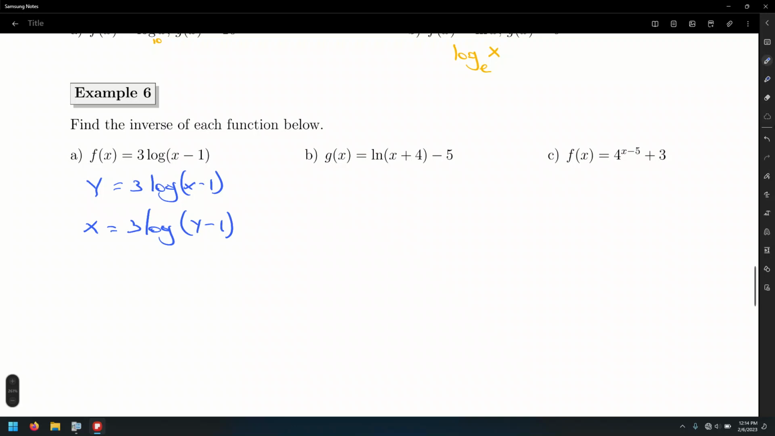Number one, we have a 3 multiplying there, and we have a logarithm that we need to rewrite. So let's see what about it. I'm going to divide both sides by 3 to leave us with log of y minus 1 equals x over 3. Okay? So that's to begin with. And well, we're a couple of steps away to get the y by itself.